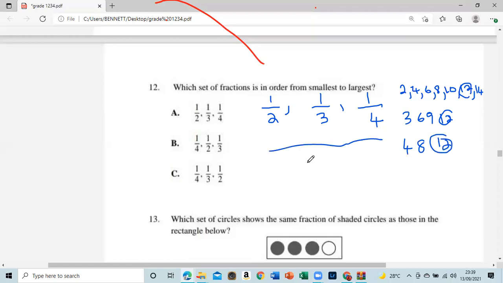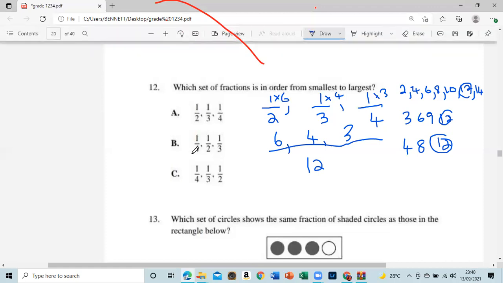So 2 into 12 goes 6 times. 6 times 1 is 6. So the value of a half is 6. So 3 into 12 goes 4 times. 1 times 4 is 4. So now 4 into 12 goes 3 times. So the smallest one would be a quarter, because 3 is the smallest number. So a quarter must be at the front, followed by a half.